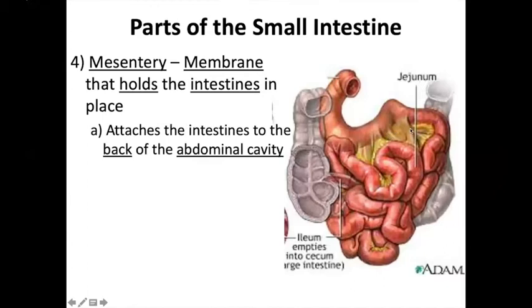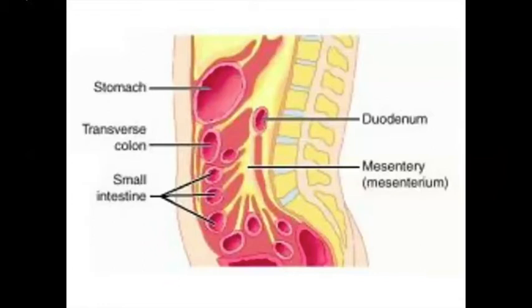It attaches to the inside wall of your abdominal cavity. So this is a picture of a person standing off to the side. They're looking in this direction, right? This is your vertebrae, your backbone. Your belly button would be over here, and this person is cut in half so we can see their insides.